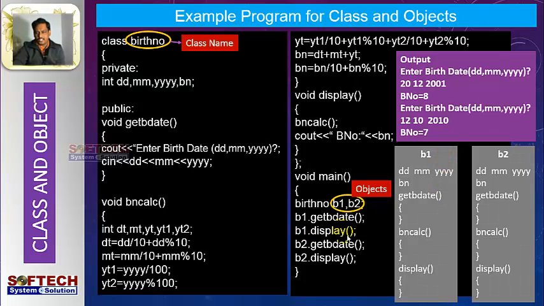Then B1.display, so we call the display function from the B1 object. What is the definition of display? It calls bn calc, the bn calc function of the B1 object. Within bn calc, what is the definition? There are local variables tt, mt, yt, yt1, yt2.